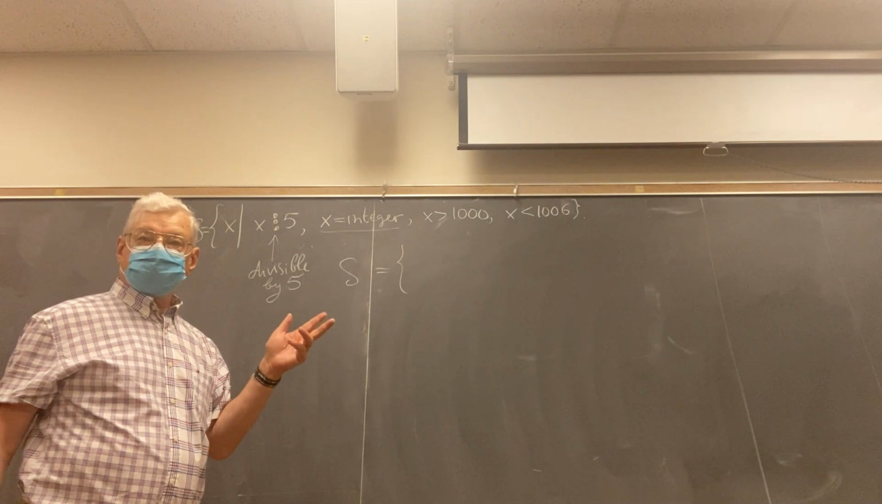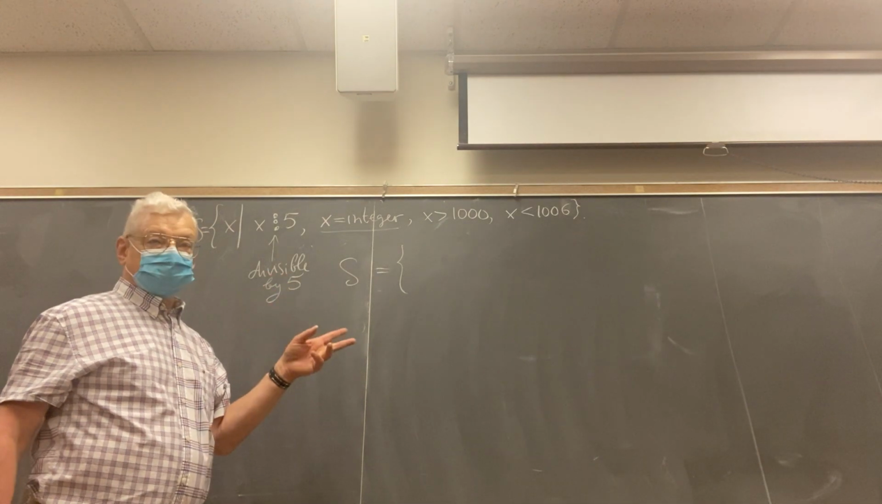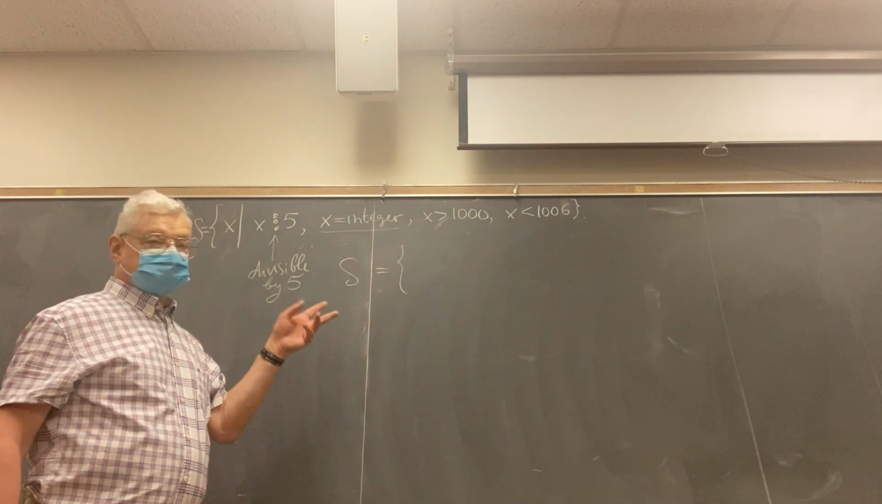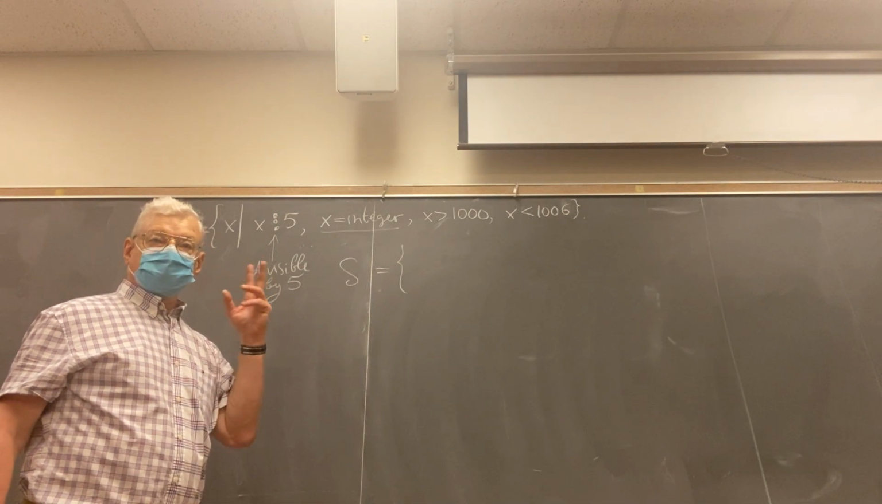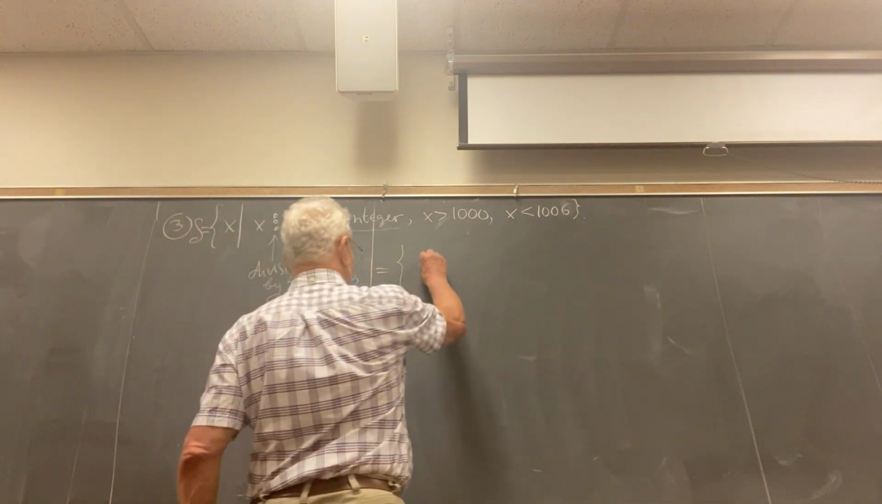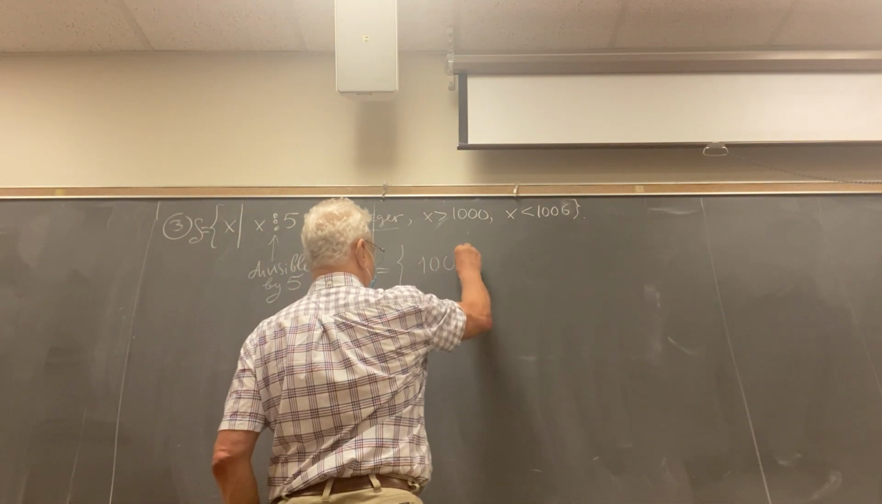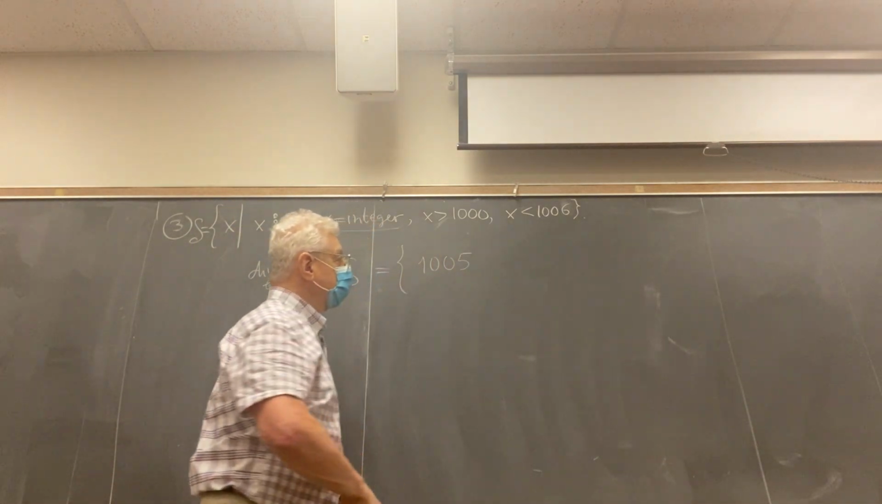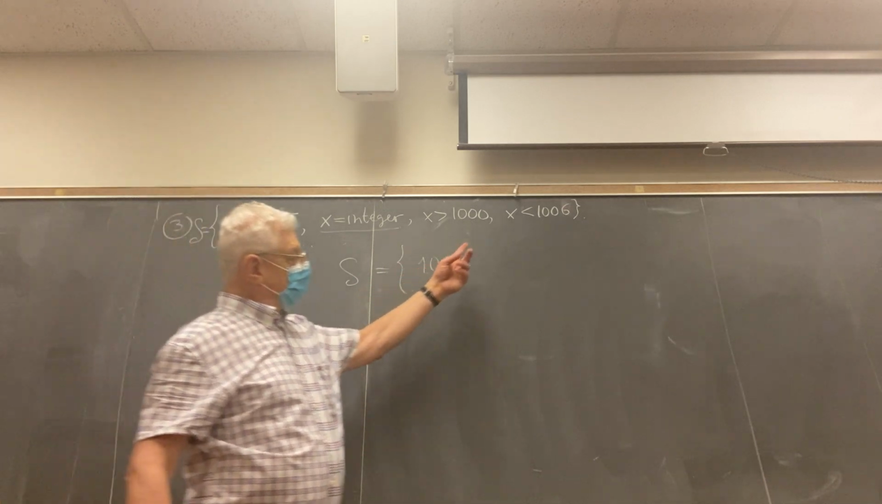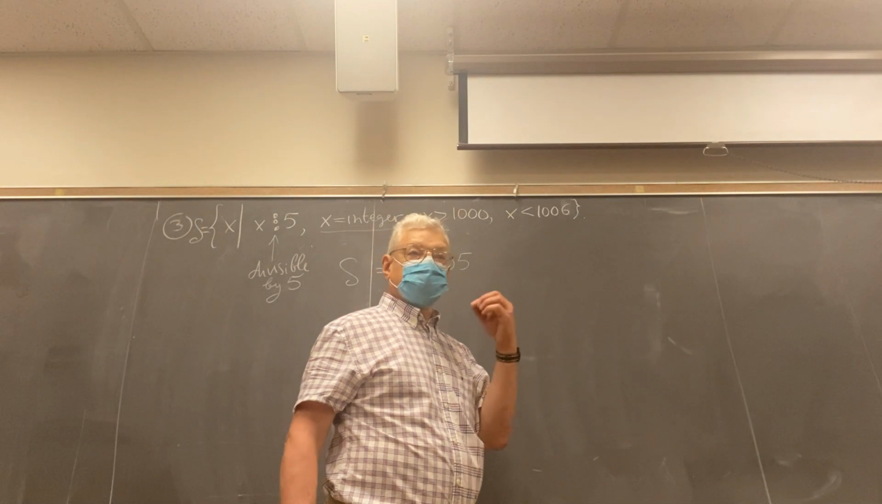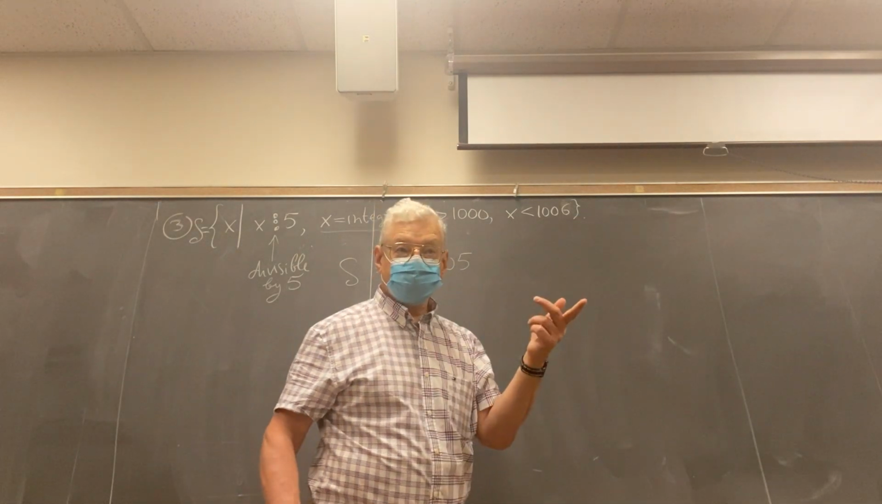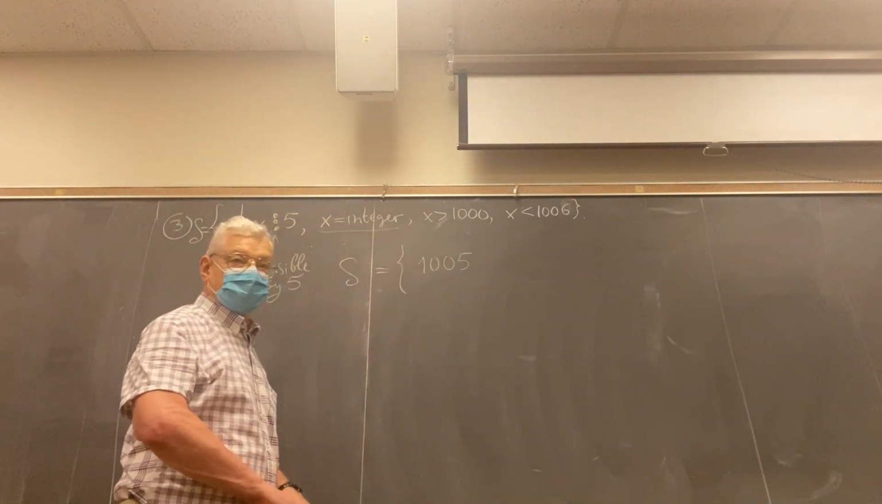1001. Divisible by 5? No. 1002? Not. 1003? Not. 1004? 1005? Yes. Okay, let's write 1005. And next, but actually, by the way, look, x less than 1006, it means we count until 1005. And this is the only one number.